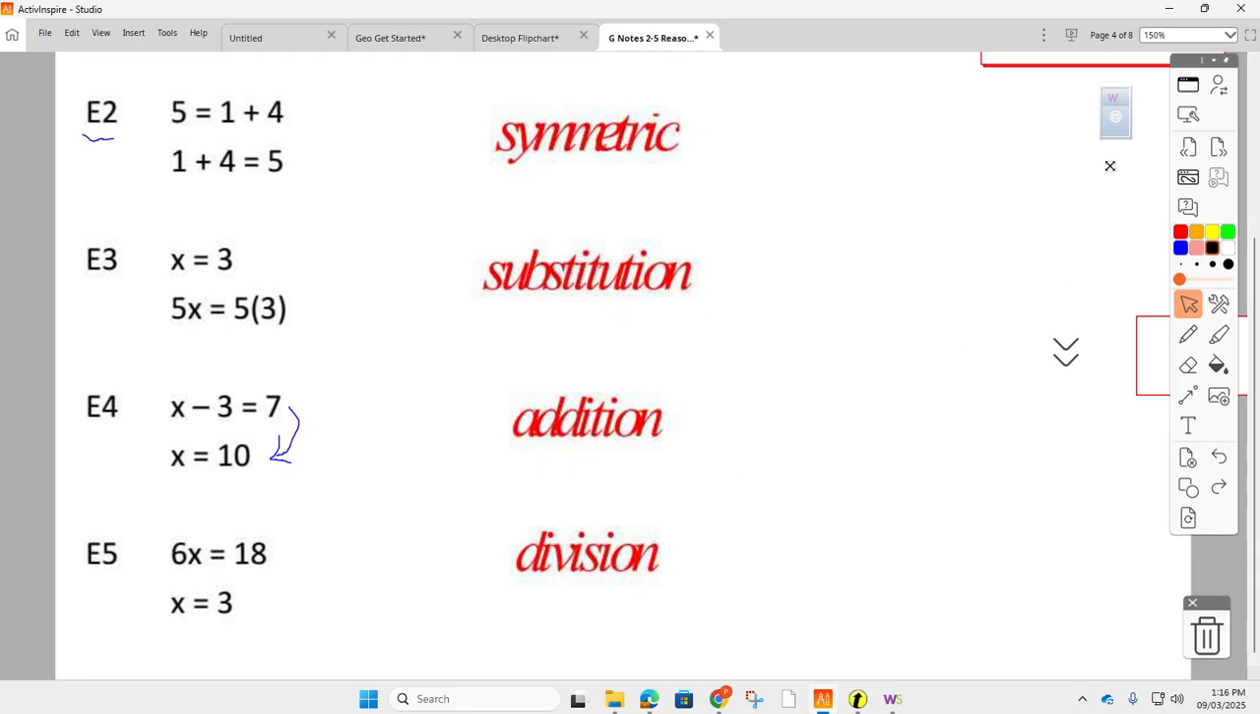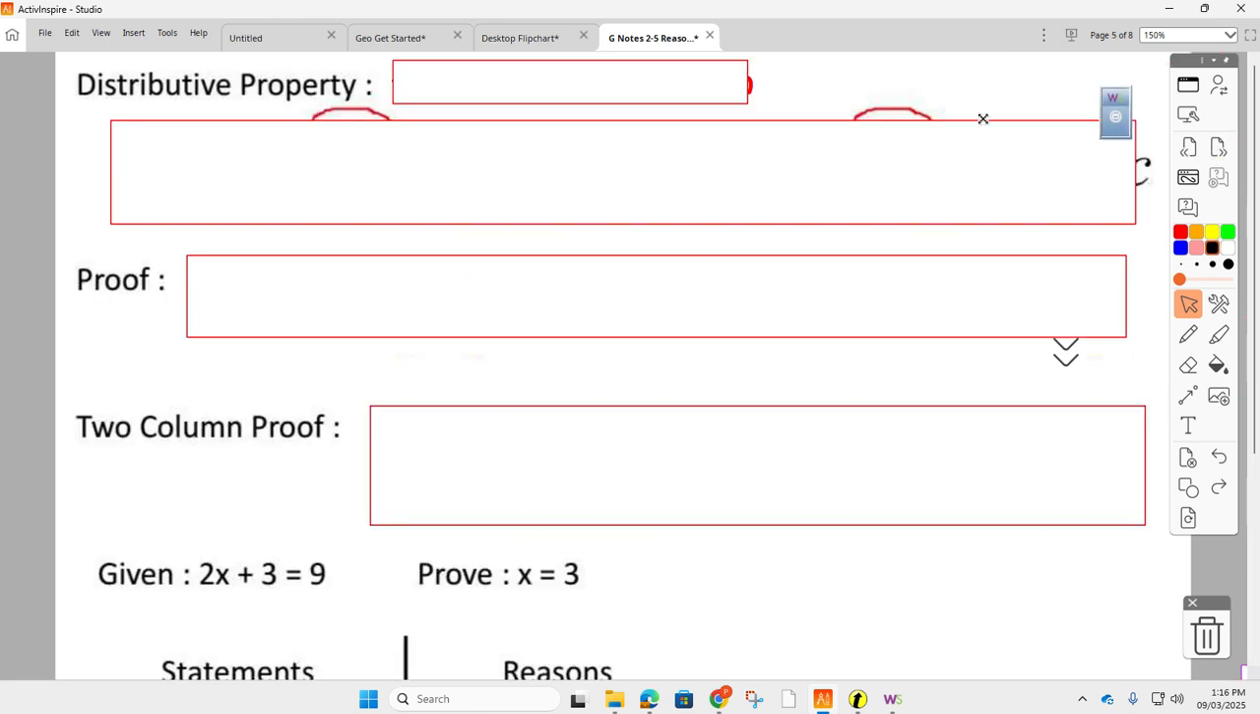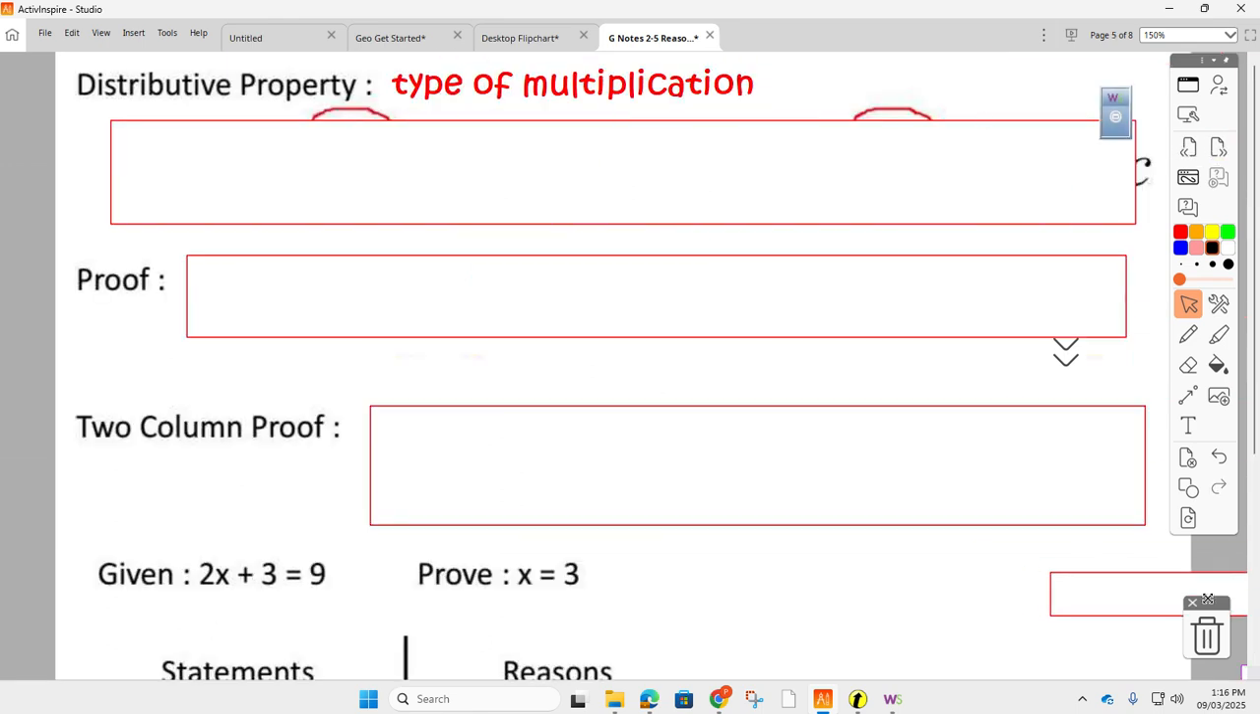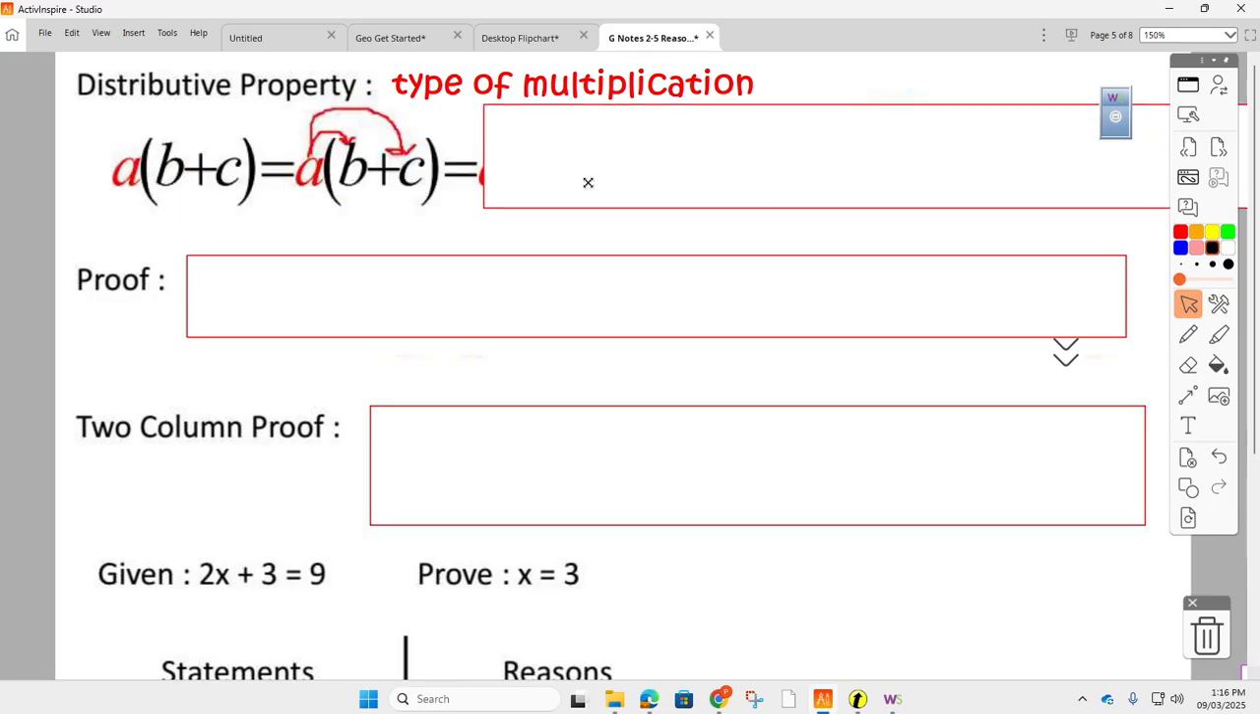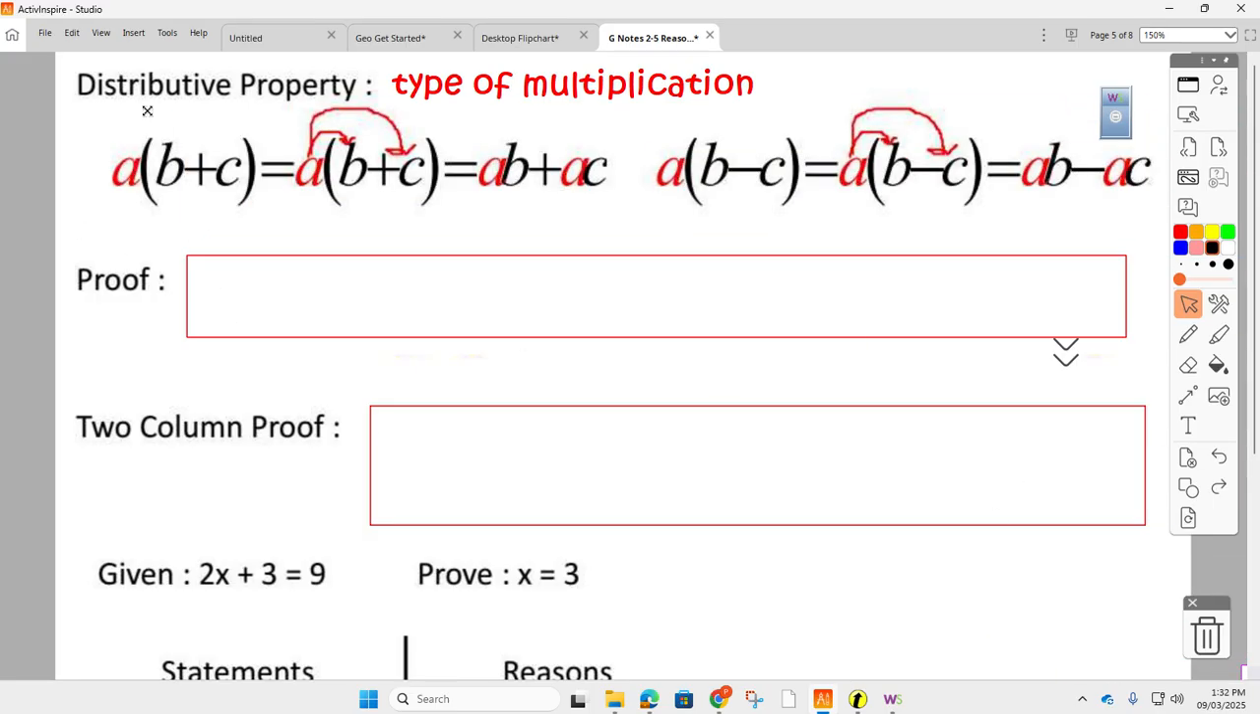Okay. So now we're getting to the last property which we talked about earlier. Distributive property, remember that's the type of multiplication where you take a factor on the outside of a set of parentheses and distribute it to everything on the inside. So A times (B plus C) equals AB plus AC. You're writing what's on the board.